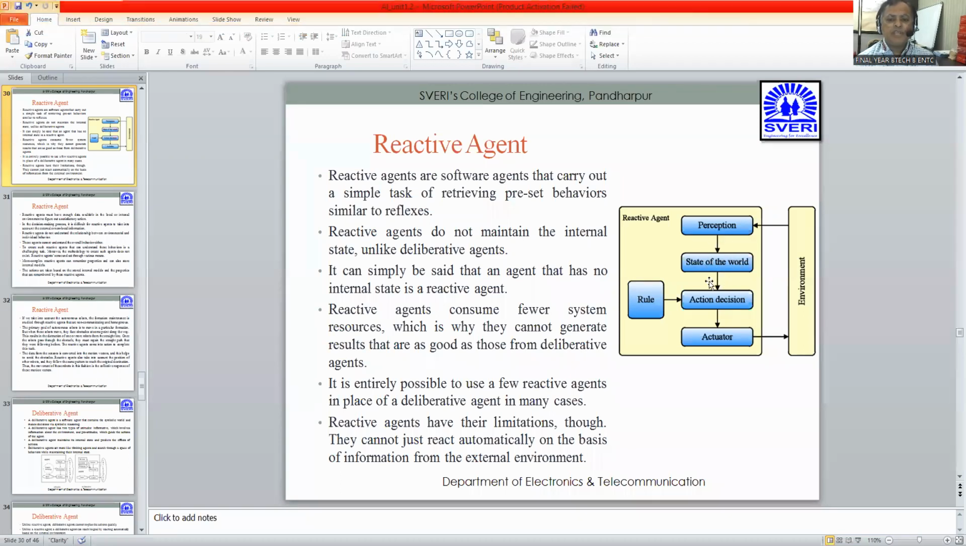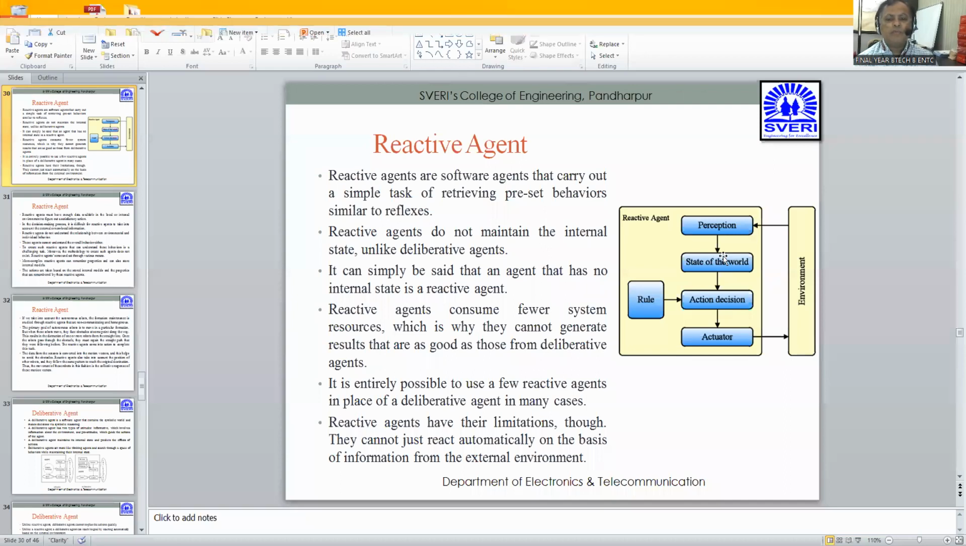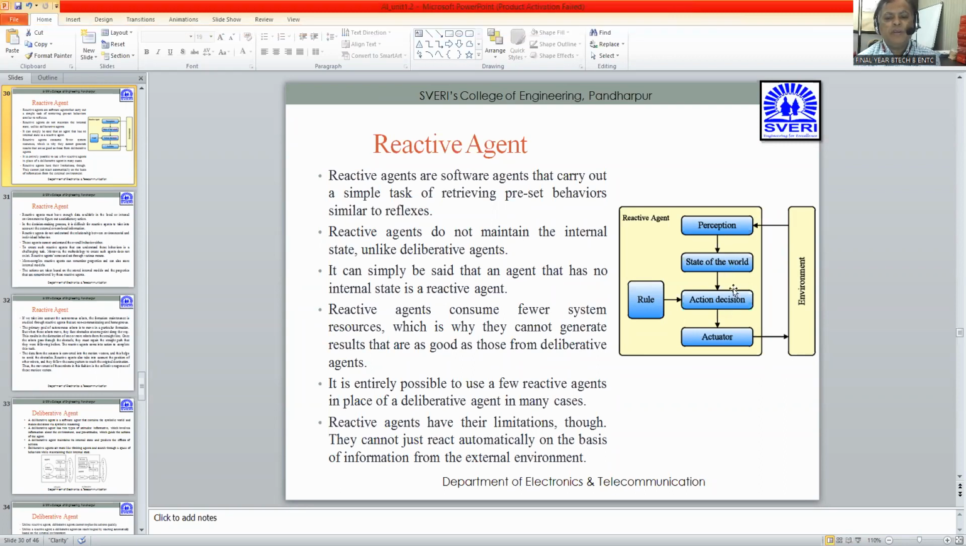Then it will have a state of world, where all the information related to the world and how the perception is carried out will be given to the state of world. And then these two blocks are the action decision, where rules are given for decision making, and for action it will be given to the actuator, which will act on the environment. So this is how the reactive agent works.